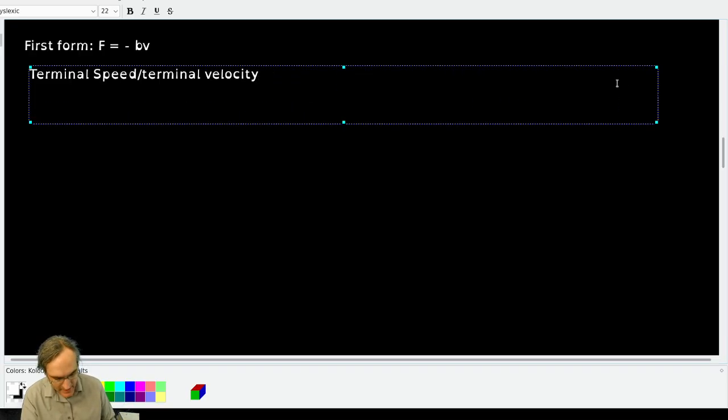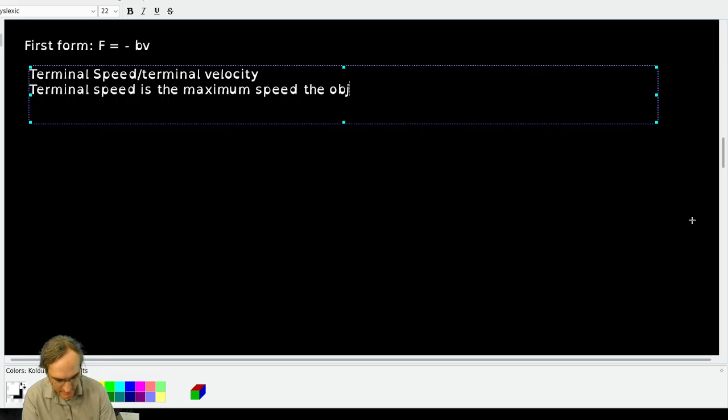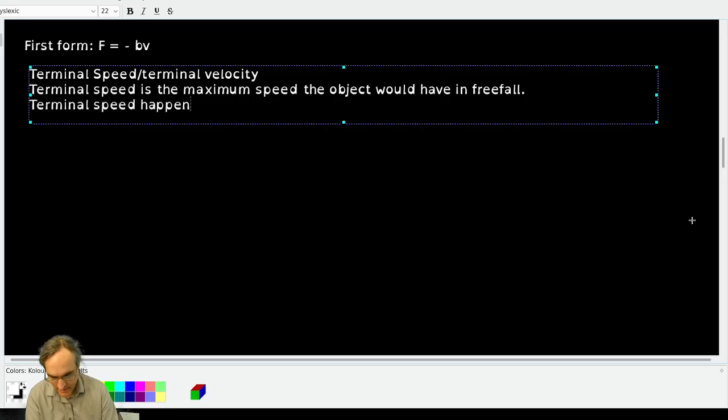Alright, what is the idea behind terminal velocity, or terminal speed? It is the maximum speed the object would have in free fall. So for instance, if you took a bead and you dropped it in water and you just let it freely fall through the medium, the only forces that are going to be acting on it at any point will be the resistive force and gravitation. And what this means is terminal speed happens when the resistive force is equal to the gravitational one.